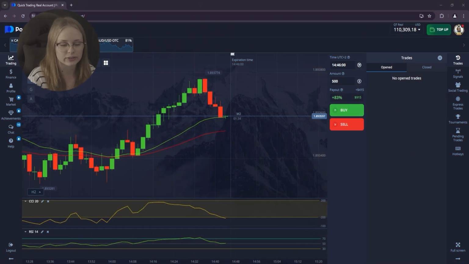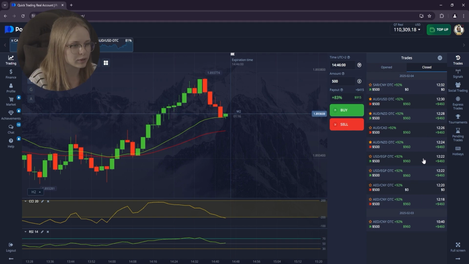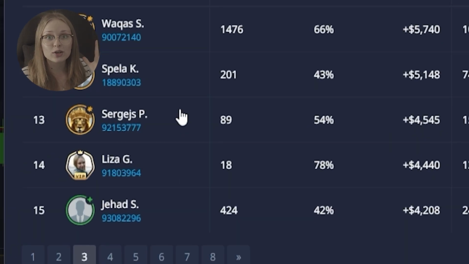Alright, let's get straight to the point. Okay, so we are on my account. As you can see the closed trades, it was a really good session. Got 9 profitable trades, only 2 losses. And I think I even got into the top world. Let me just check. Yeah, right there. I'm in the top 14 in the world with just 15 minutes of trading.